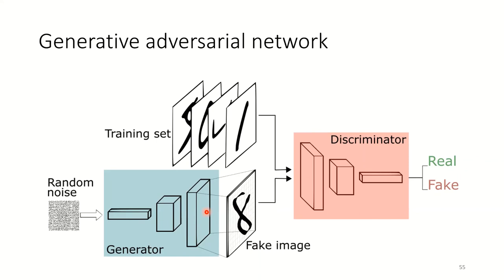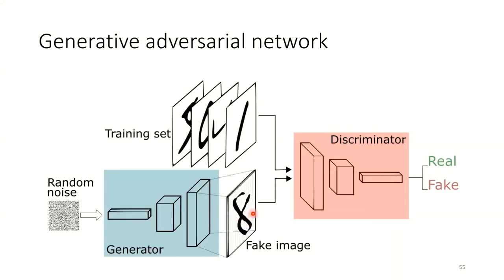So let's take it from the start. What will happen is usually we take a random noise. It's a generator which will try to generate something. Initially it will draw something which will not be close to a digit, right? It will be something very rough.